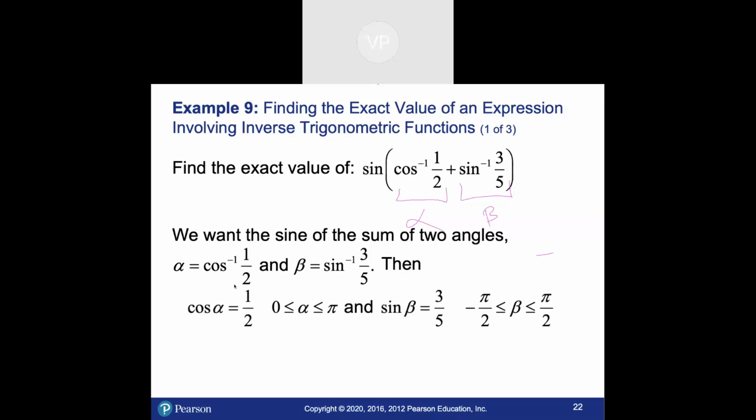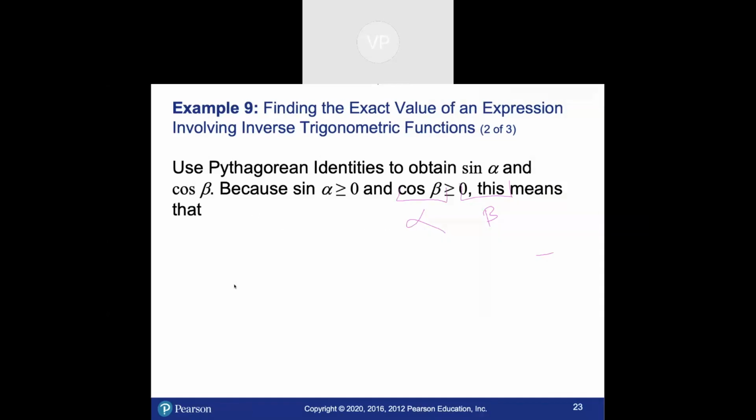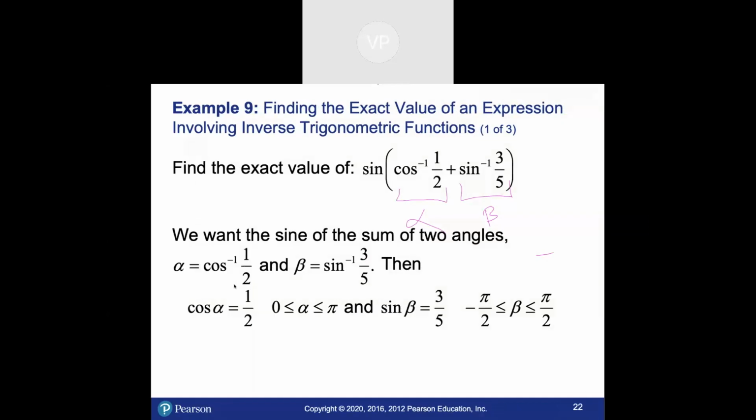Now, we don't know this yet. So what I'm going to do is go right to the triangle approach that I had from before. So let me just recopy this problem, if you don't mind. We're looking for the sine of the inverse cosine of a half plus the inverse sine of 3/5.